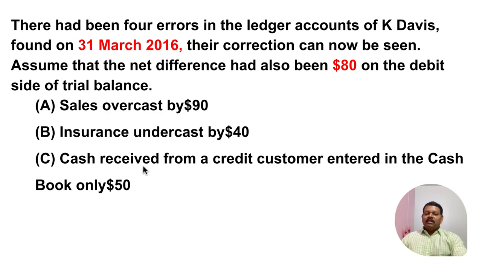C, cash received from the trade credit customer entered in the cash book only, 50. So cash received, bank or cash debited only. That entry is correct according to the question, and it is received from the credit customer. Here the customer name is not given. In that case, we can write trade receivable, and the credit entry is trade receivable only, and the debit entry is suspense, because the debit entry is correct. Since it is correct, we have to debit the suspense, and credit the trade receivable account.